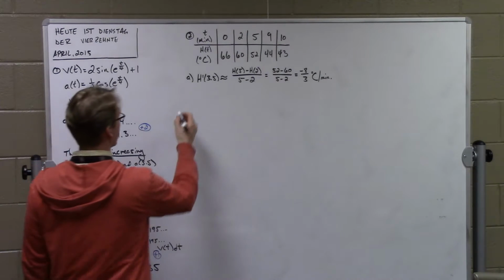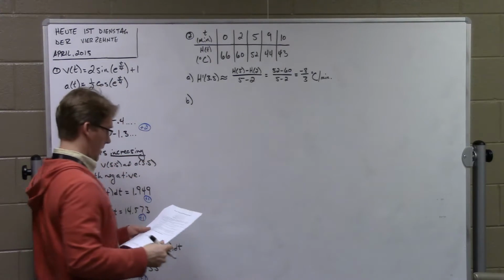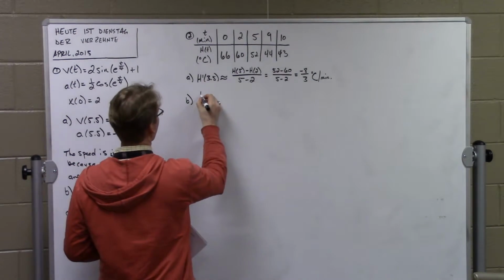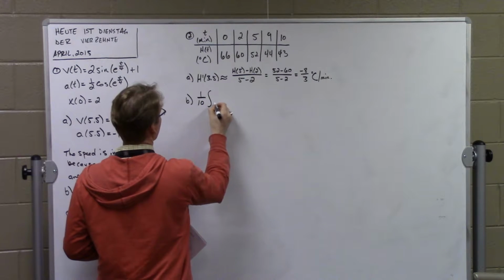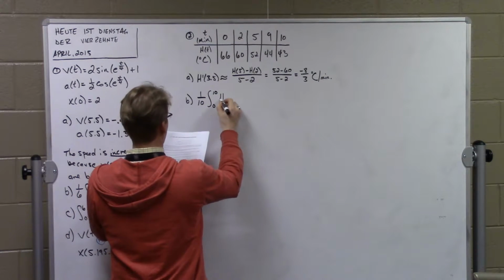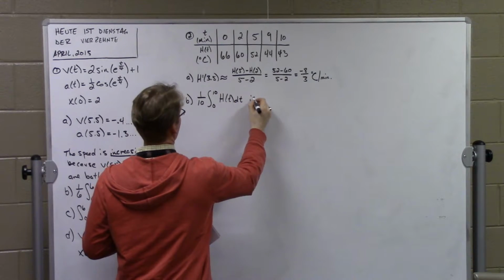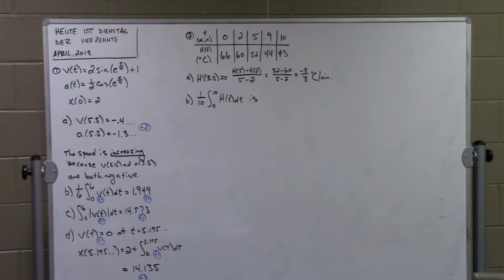Let's see, part B. You had to explain what that meant. And then you had to actually do it, you had to do a trapezoidal sum. H of T, what is that? 1/10 integral from 0 to 10 of H of T dt is the average temperature from 0 to 10.